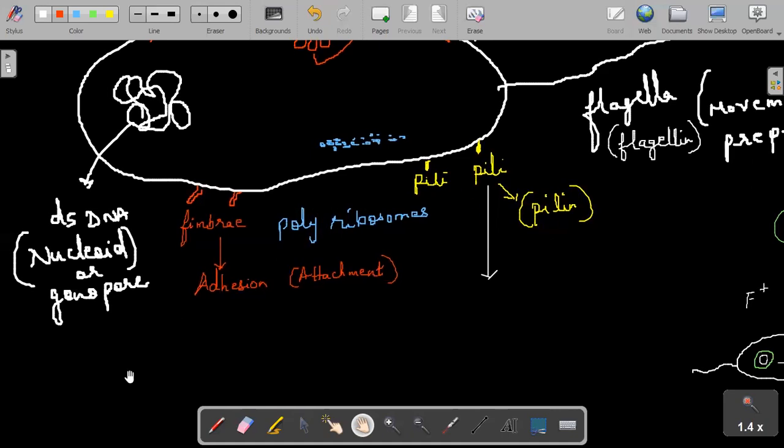Pili is not for attachment. This is also called a sex pilus, but it is wrong to call them sex pili because they are not involved in sexual reproduction. It's just to transfer the genetic material.